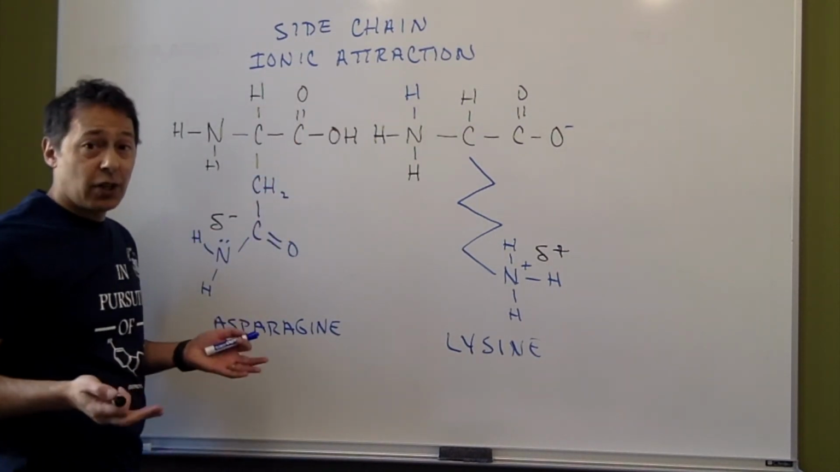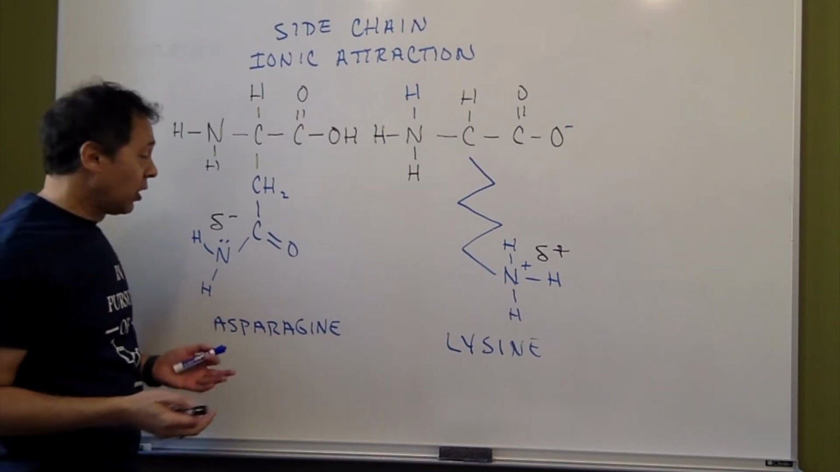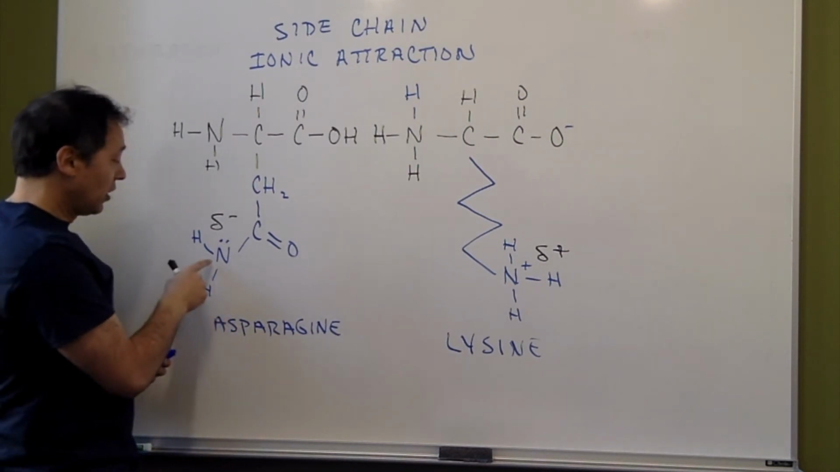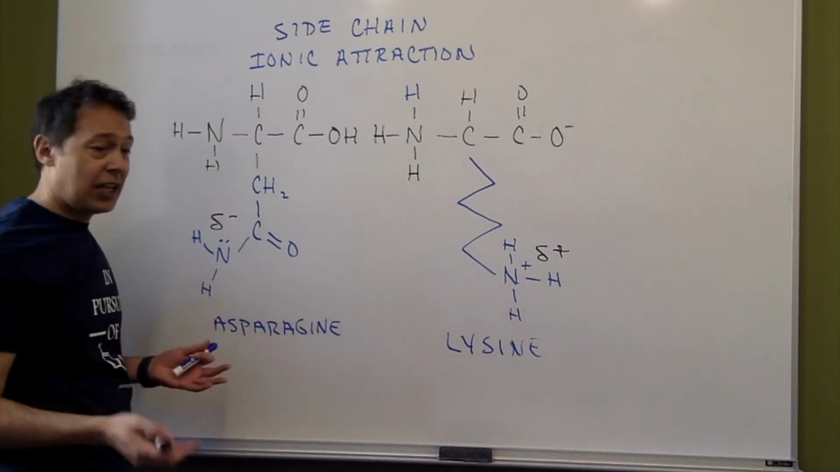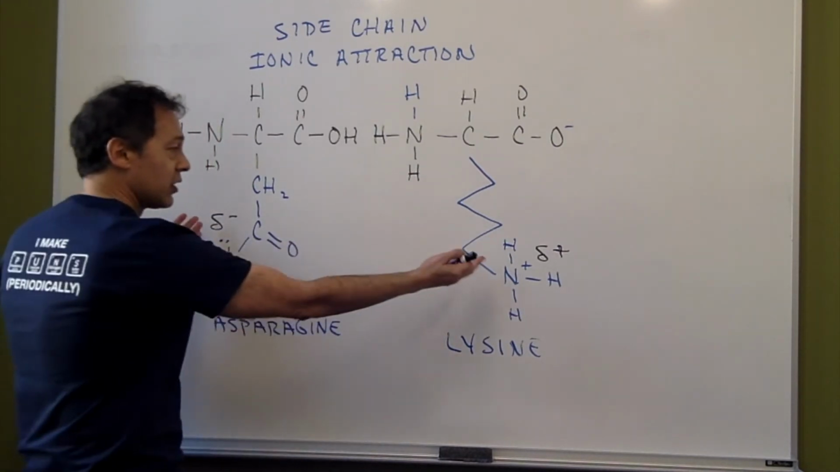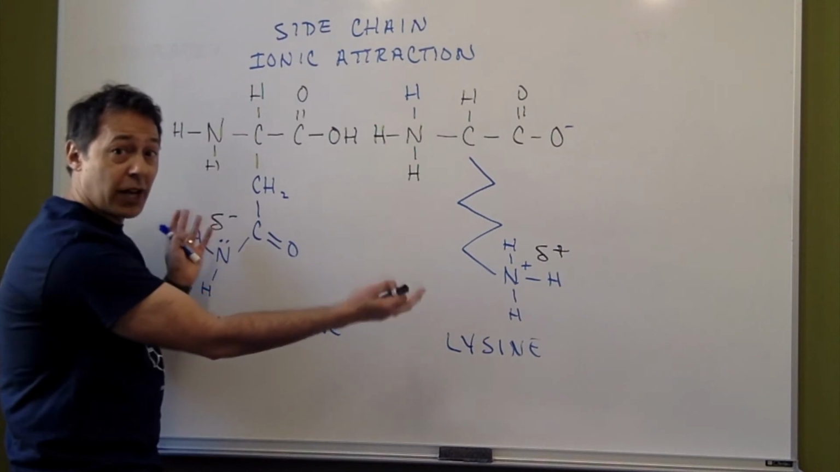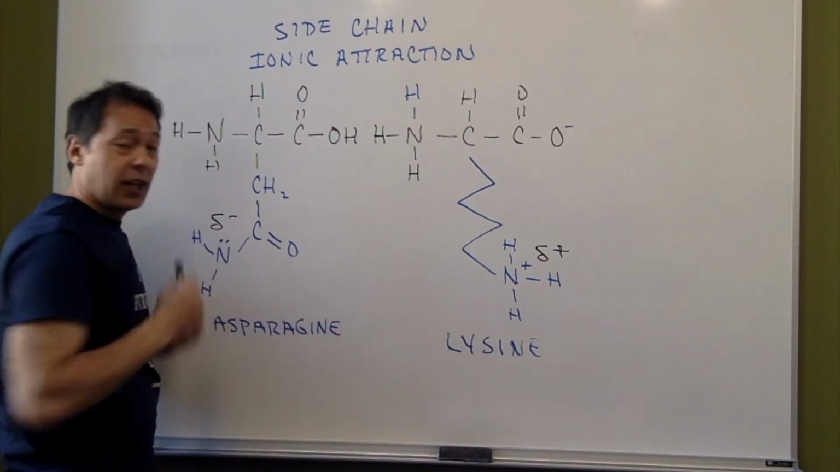So if you're asked what side chains would do this, look for side chains that have an NH2 and an NH3. An NH2 and an NH3 are going to be somewhat charged, somewhat ionic, and would be attracted to each other.